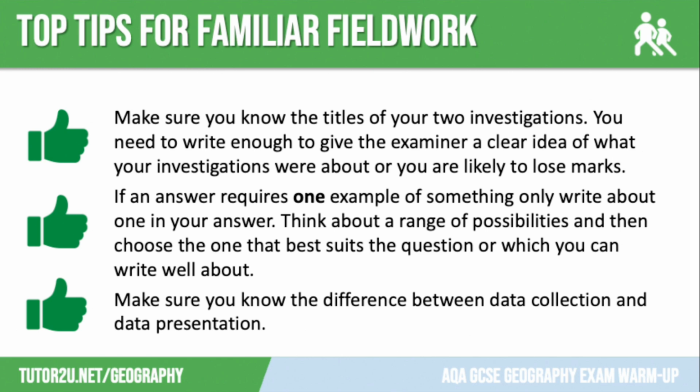If an answer requires 1 example of something, only write about 1 in your answer. So it might be that you're asked about 1 data collection method. Don't write about all of them. If you're asked about 1, it needs to be the one that you are most familiar with, that you can write the most about. So think about a range of possibilities, then choose the one that best suits the question, which you can write well about.